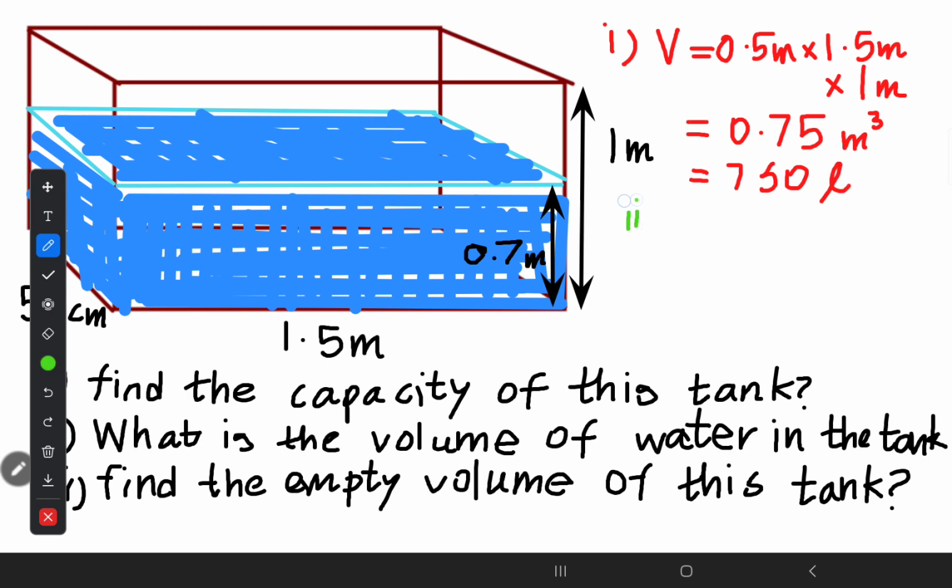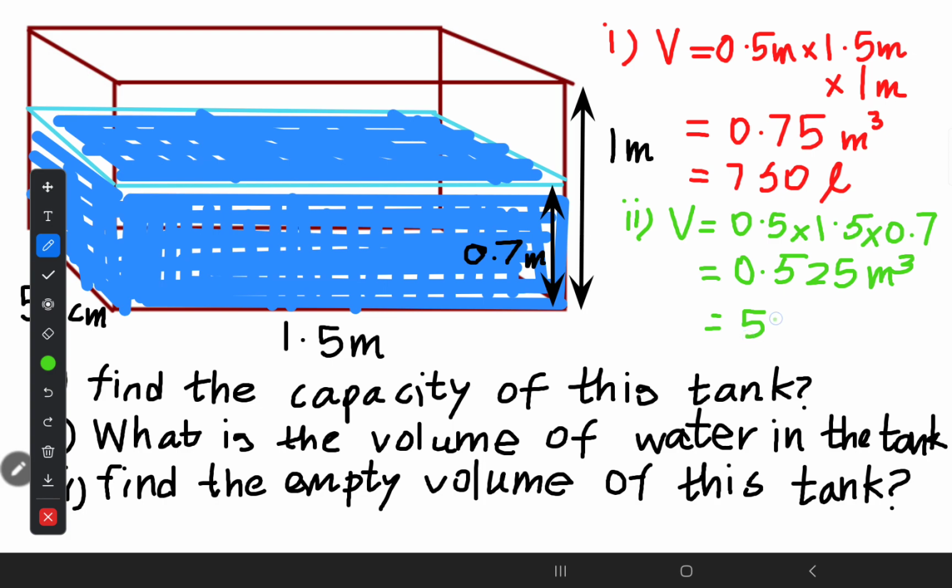Next, the second one, we want to find the volume of water. So the volume is 0.5 times 1.5 times 0.7. That is 0.525 cubic meters. In liters, it would be 525 liters.